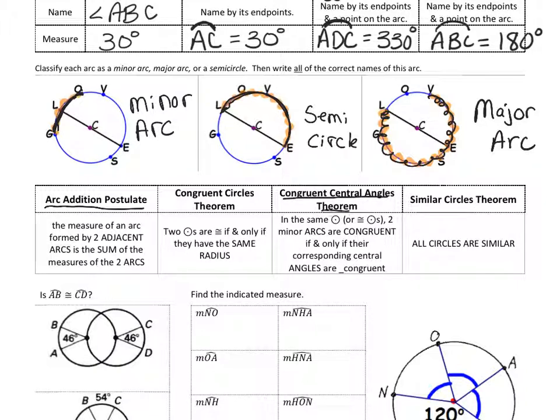Congruent central angles theorem. In the same circle, 2 minor arcs are congruent if and only if their corresponding central angles are congruent. So again, remember those central angles, those are the ones that are in the center of the circle. And so if those angles are congruent, then you know the minor arcs are also congruent. And last but not least, the similar circles theorem. All circles are similar. Obviously, little circle, big circle, medium-sized circle, they are all similar to each other.